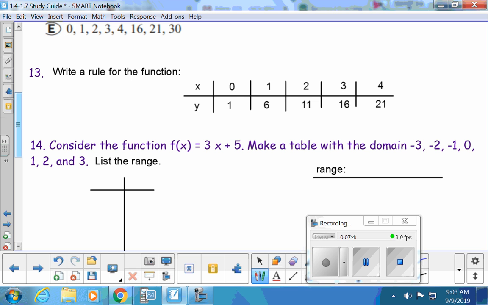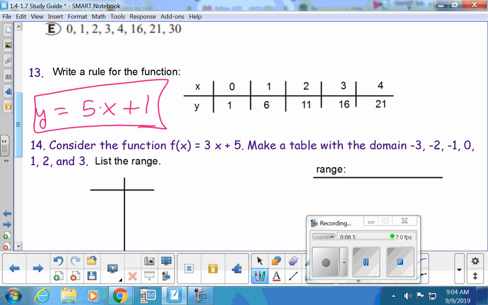Number 13. Write a rule for the function. So your rule always has y equals. You've got to figure out y equals what. How are they getting from this x value to this y value? Are they multiplying? Are they adding? Are they maybe multiplying and adding? Does anybody figure it out? Cassian? Y equals 5 times X plus 1. Perfect. Good job. She's really good at figuring out those formulas. So it's 5 times x plus 1. So for example, 5 times 4 is 20. 20 plus 1 is 21. That's how they're getting all those values. So you've got to kind of guess and check and brainstorm a little bit until that equation pops in your mind.